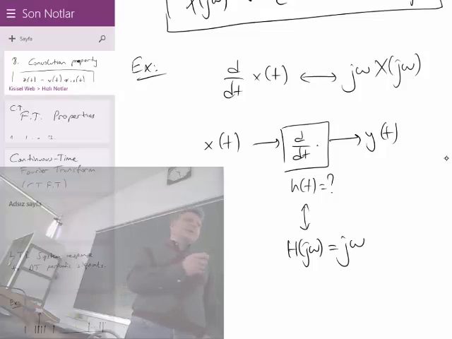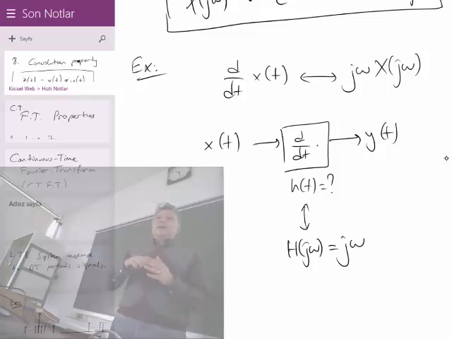There is a problem at omega equal to 0. It doesn't pass the DC. At omega equal to 0, j omega is also 0. So our Fourier transform expression is multiplied by 0. It doesn't pass the DC. It's not all pass. It's not passing DC.